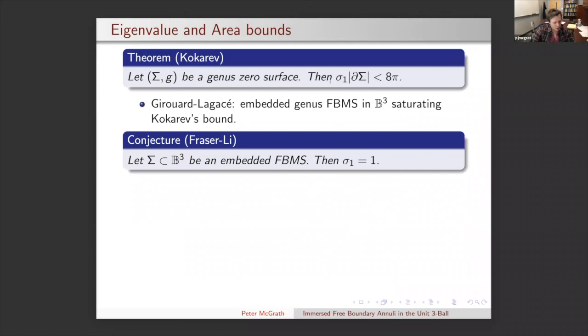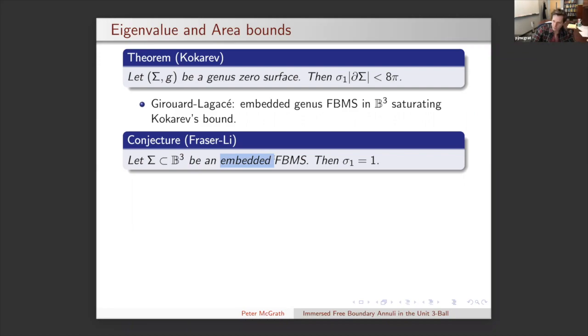Let me switch directions slightly and mention an important conjecture, which is analogous to Yau's eigenvalue conjecture for closed minimal hypersurfaces, embedded minimal hypersurfaces in the spheres. So this conjecture was stated by Fraser-Li approximately 10 years ago. And the version I state here is for free boundary minimal surfaces in the 3-ball. So for hypersurfaces, embedded is crucial here. And the claim is that the first Steklov eigenvalue on such a thing is always 1.